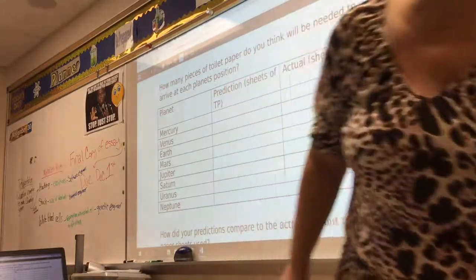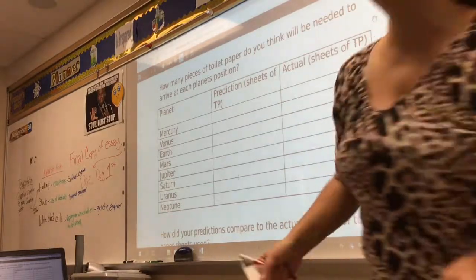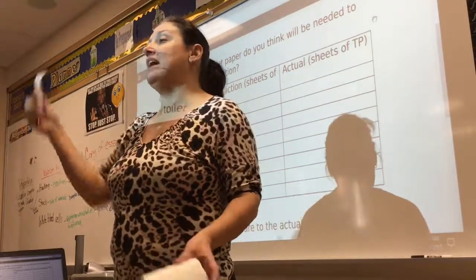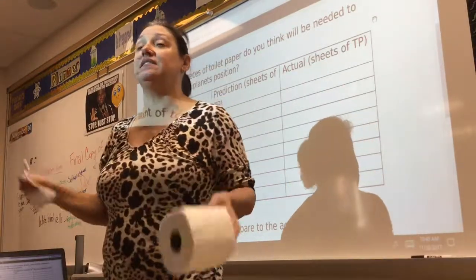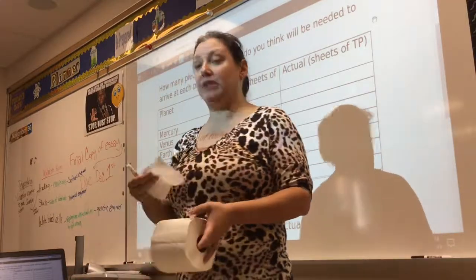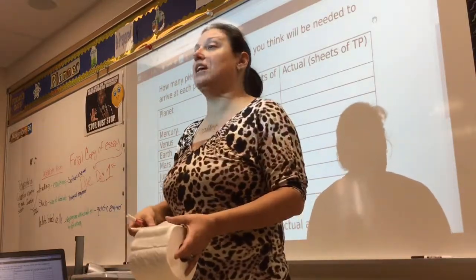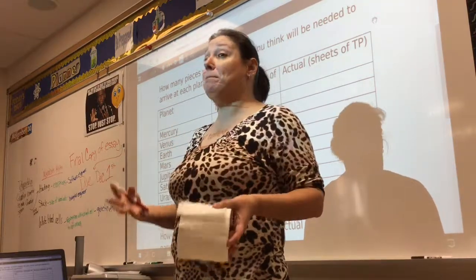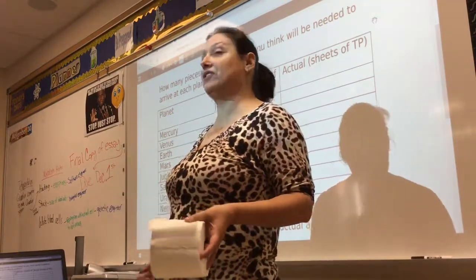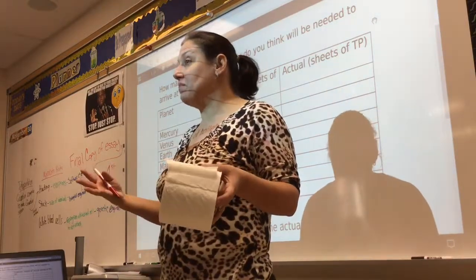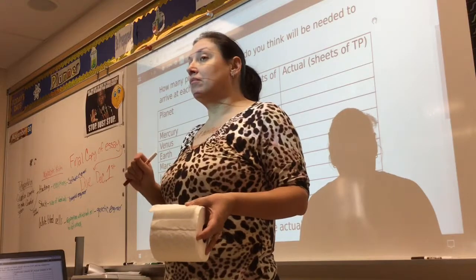What we're going to do is use sheets of toilet paper to help us make a scale model of the distances in between the planets. And this is just going to be the distances in between the planets. I am going to give you guys planet markers to hold up, but the sizes of the planets are not going to be to scale. So the planets are going to look bigger than they actually would. All right? Understand?